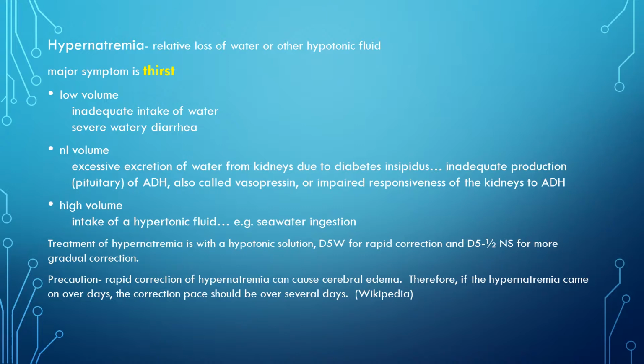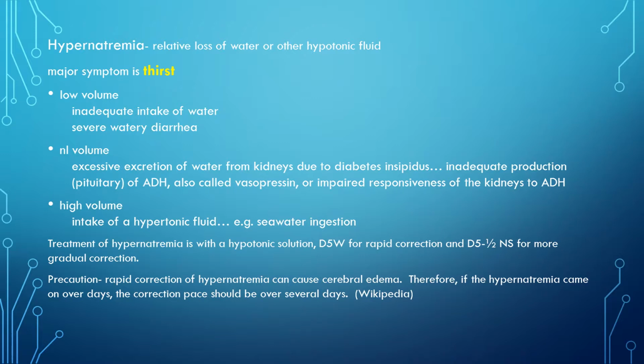The major causes of low-volume hypernatremia are inadequate intake of water and severe watery diarrhea. The major causes of normal volume hypernatremia are excessive excretion of water from the kidneys due to diabetes insipidus, inadequate production of ADH, also called vasopressin, or impaired responsiveness of the kidneys to ADH. High-volume hypernatremia is not common. One potential cause is intake of a hypertonic fluid, such as seawater ingestion.